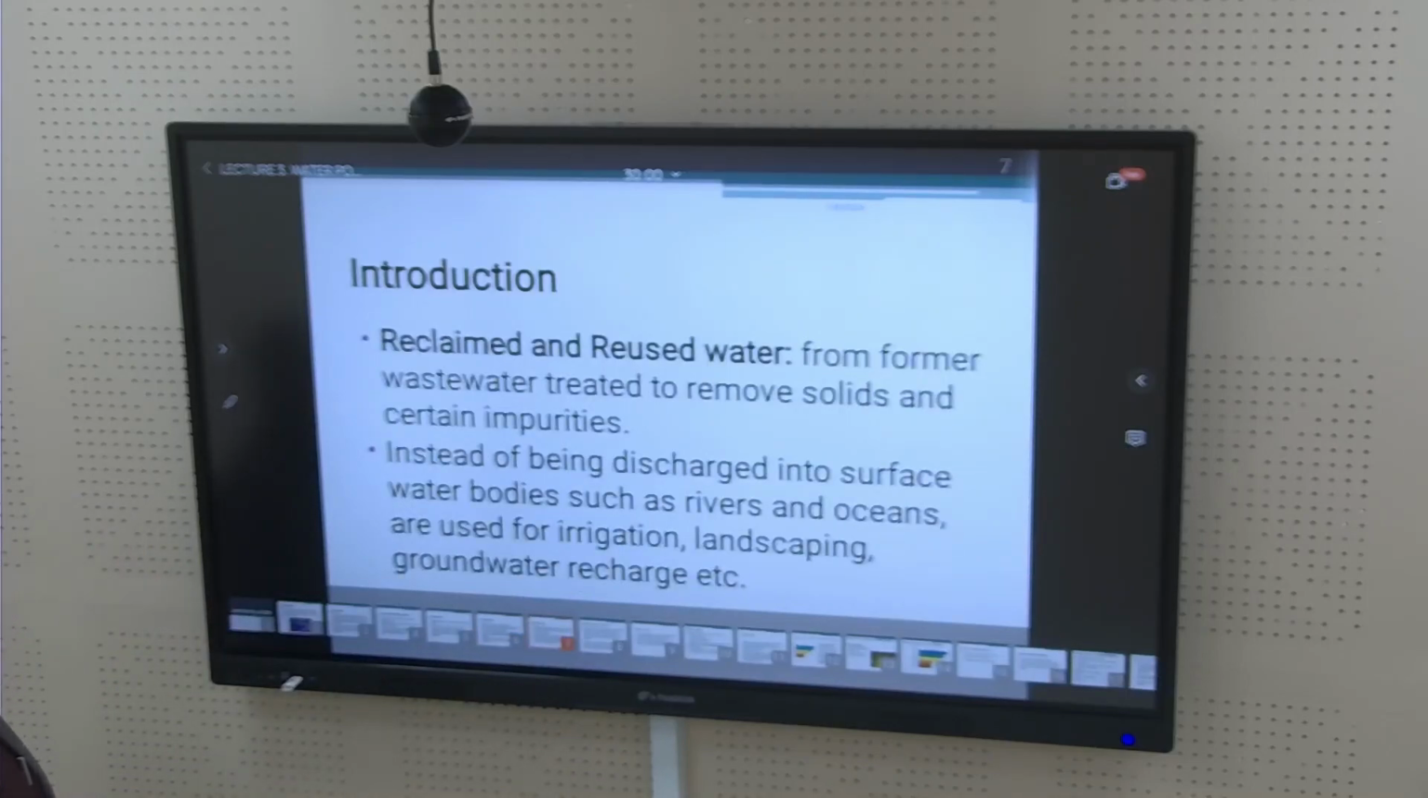Reclaimed and reused water from the former wastewater, treated to remove solids and certain impurities. Instead of being discharged into surface water bodies such as rivers and the oceans, it is used for irrigation, landscaping, groundwater recharge, etc.